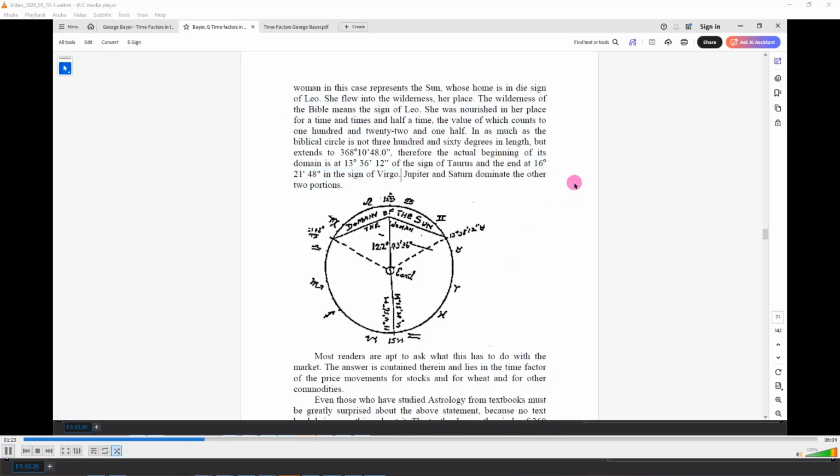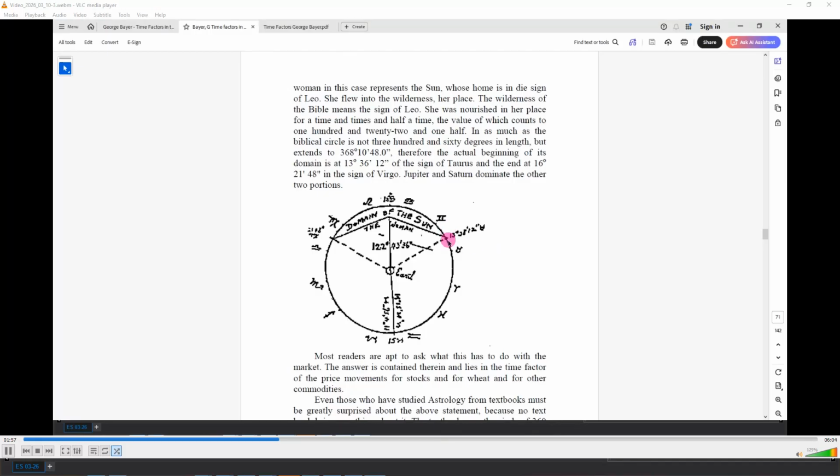So one of George's main findings was the concept of critical degrees, and he talks about those further in the end of this or in another section. I think it's part 5 of this book. He talks about critical degrees in the signs, but what he's doing here, he's giving you an indication of what some of these critical degrees are.